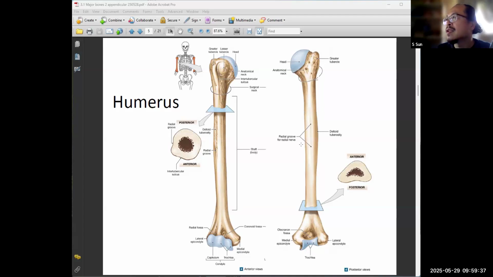You can also see here a radial groove for the radial nerve to go through, and then the deltoid tuberosity, where the deltoid muscle attaches, and the biceps muscle attaches to the deltoid tuberosity.